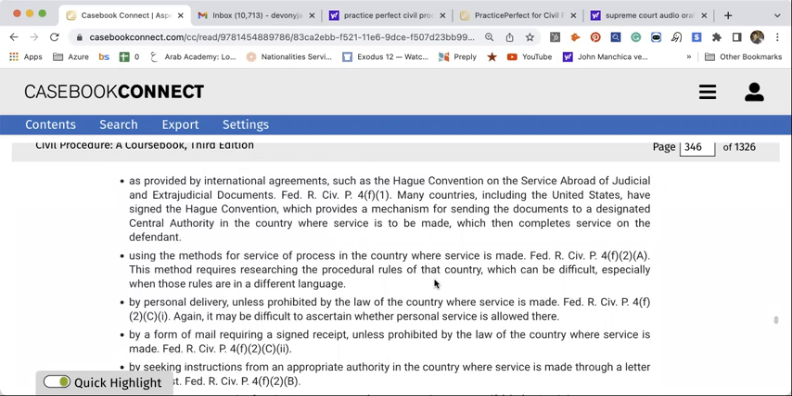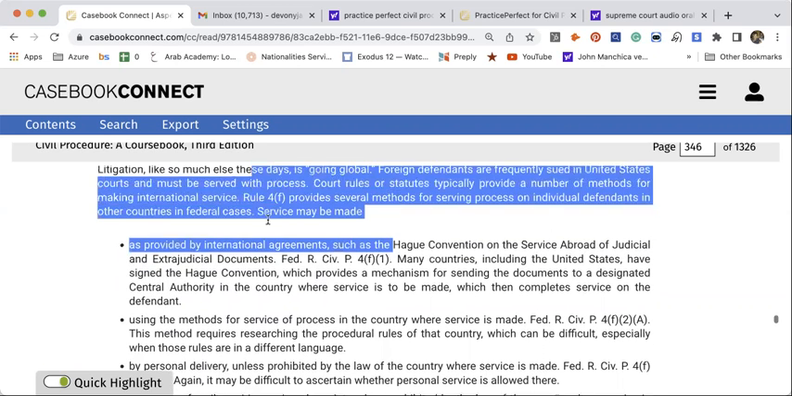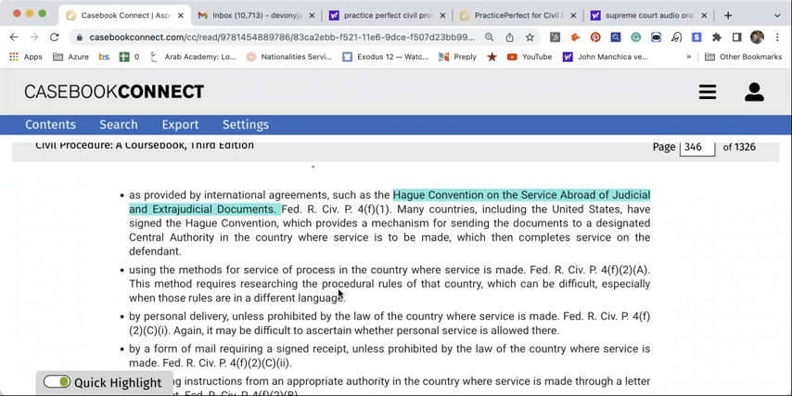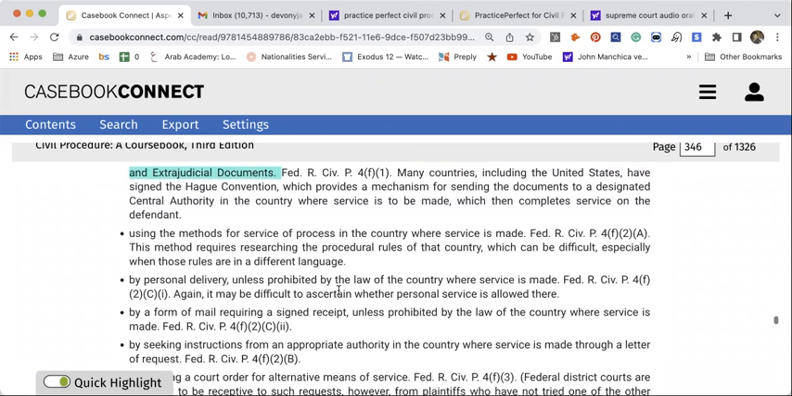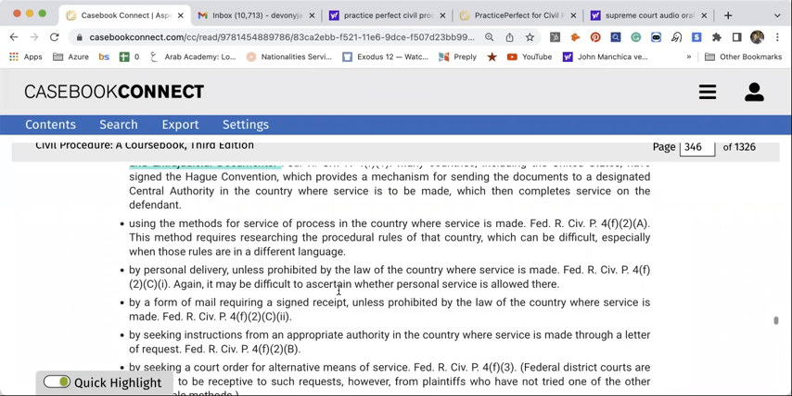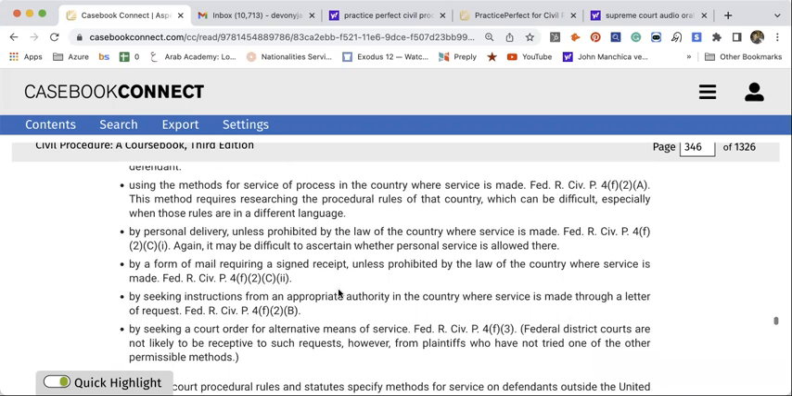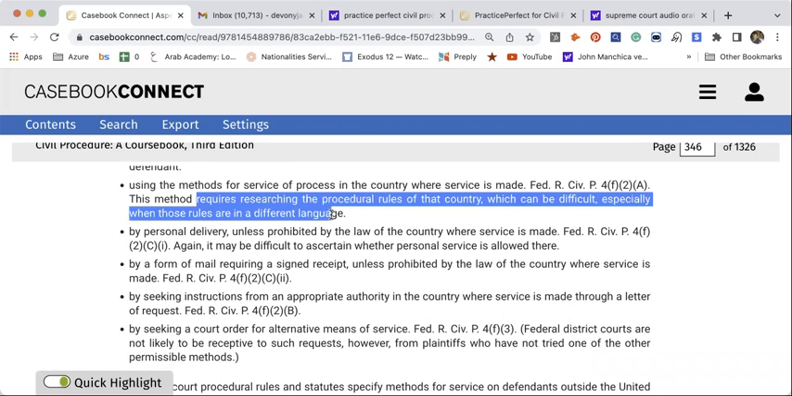Service may be made as provided by international agreements such as the Hague Convention on Service Abroad of Judicial and Extrajudicial Documents. Federal Rules of Civil Procedure 4(f)(1). Many countries, including the United States, have signed the Hague Convention, which provides a mechanism for sending the documents to a designated central authority in the country where service is to be made, which then completes service on the defendant. Another method is using the methods for service of process in the country where service is made, Rule 4(f)(2)(A). This method requires researching the procedural rules of the country, which can be difficult, especially when those rules are in a different language.